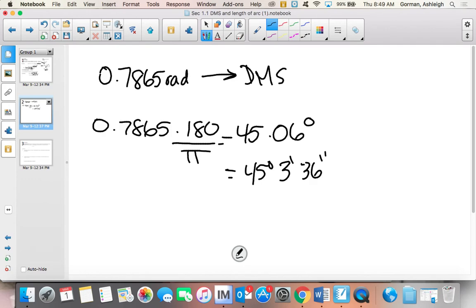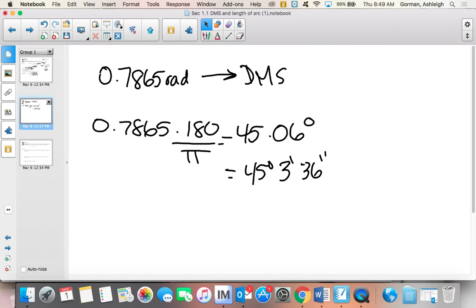That might change a little bit depending on how many decimal places you go out. But just the idea of being able to convert and represent things, like I said, we have radians, we have degrees, minutes, and seconds. They're all just different ways to measure angles. Are there any questions?